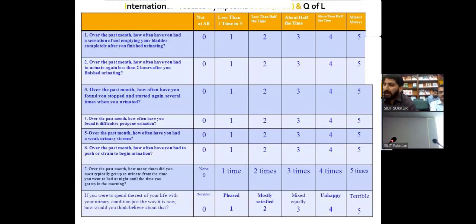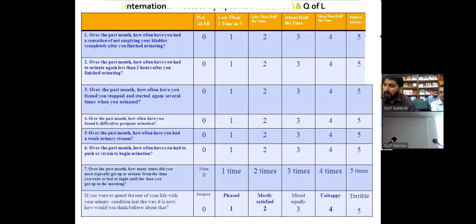The second question is, over the past month, how often have you had to urinate again less than 2 hours after you finished urinating? Question 3 is, over the past month, how often have you found you stopped and started again several times when you urinated? Question 4 is, how often have you found it difficult to postpone urination? Question 5 is, how often have you had a weak urinary stream? And question 6 is, how often have you had to push or strain to begin urination?